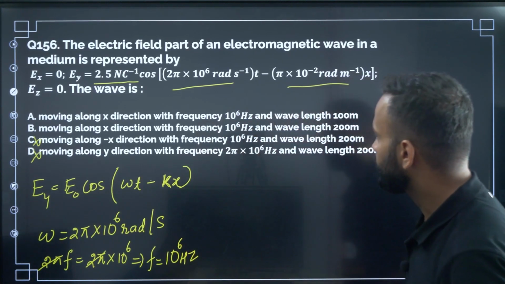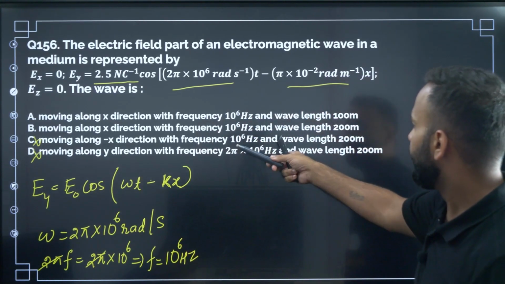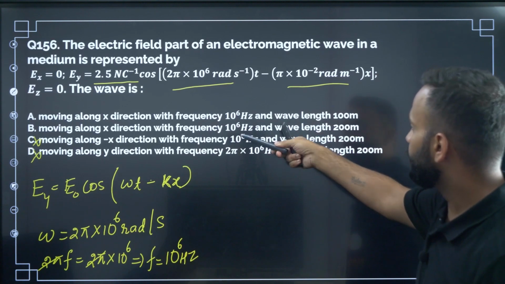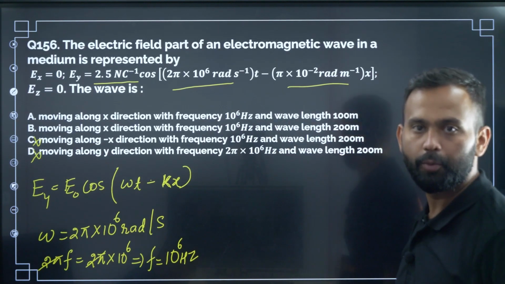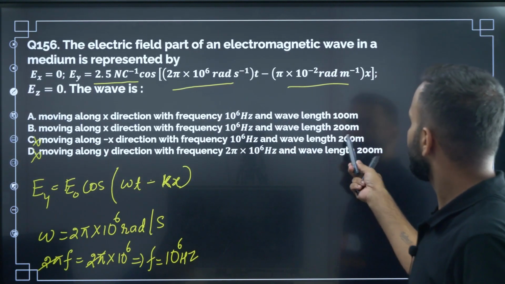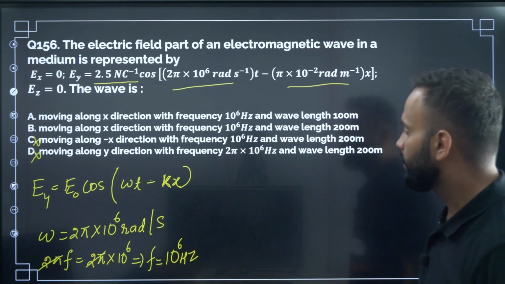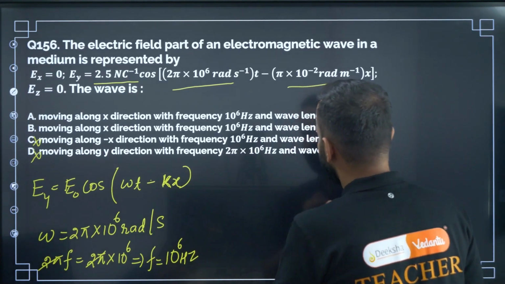10 to the power 6 hertz. In option A and option B, the value of frequency is the same, 10 to the power 6 hertz. So we need to find the wavelength of the wave, right? So let us find the wavelength.